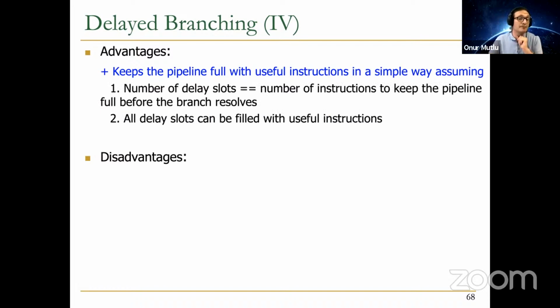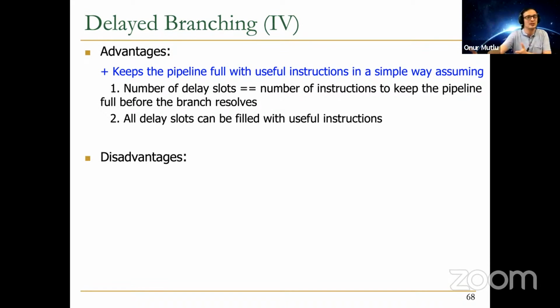First of all, the number of delay slots should be the number of instructions to keep the pipeline full before the branch resolves. Who said that delay slot should be 1, right? In fact, a single delay slot doesn't help me much if the pipeline depth is 20, if the branch resolves after 20 cycles. I just fill 1. I still need to do something else for the remaining 19 slots. And you do branch prediction. So now the hardware designer needs to deal with the delayed branching plus branch prediction. That doesn't sound very good, basically.